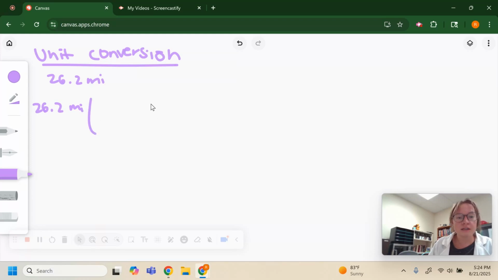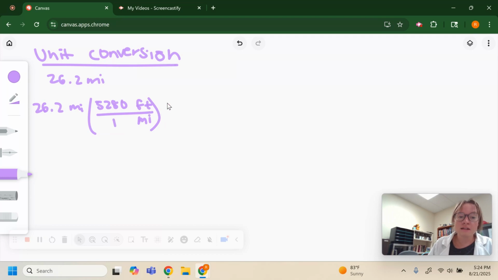First, I'm going to get miles into feet. To do this, I put what I'm trying to get rid of on the bottom because I'm trying to cancel out with the miles. And I'm going with what I'm trying to get to on the top. That's feet. The next question that I ask myself is, how many little feet fit in one big mile? And I know that there are 5,280 feet in a mile.